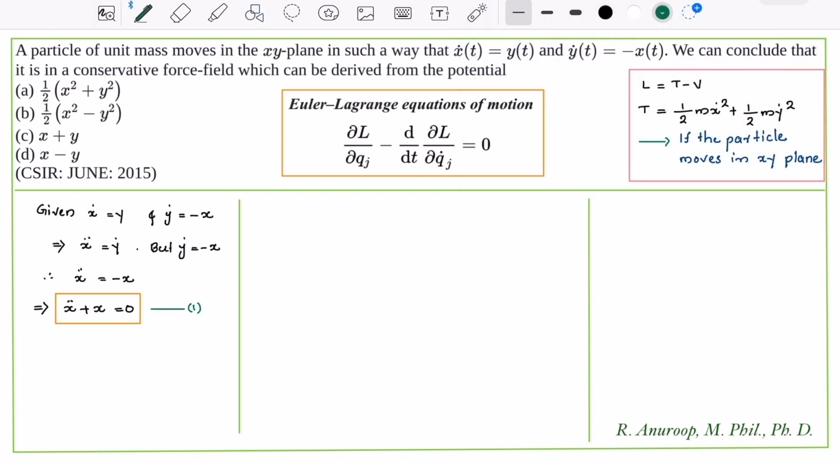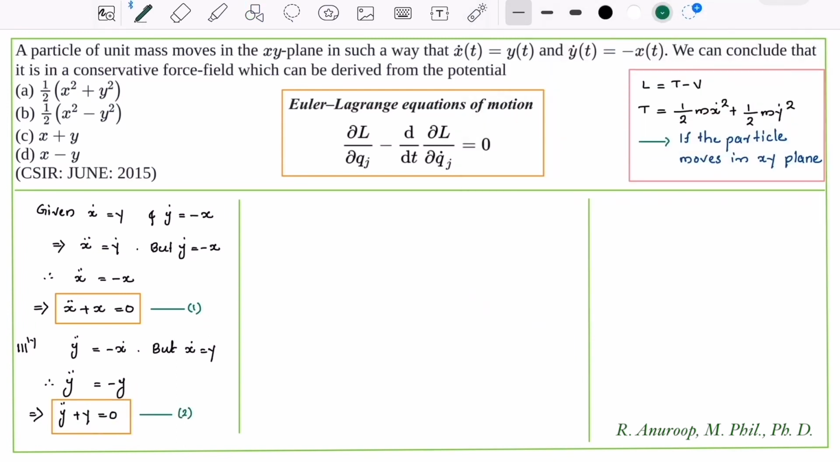It is in x. Similarly, we have y dot is equal to minus x. Therefore, y double dot is equal to minus x dot. But x dot is equal to y. Therefore, y double dot is equal to minus y, or y double dot plus y is equal to 0. This is another equation of motion in y.